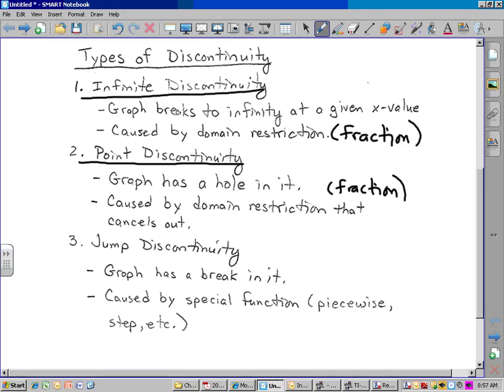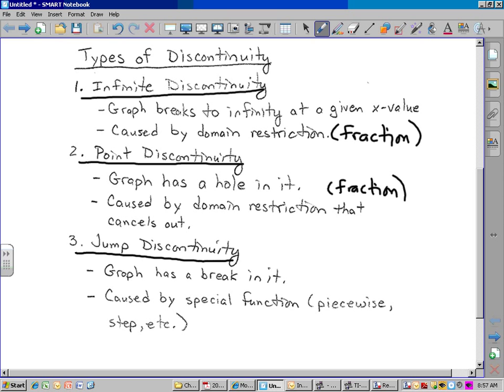Okay, so the original function had a restriction. We maybe factored something, and we found out that it can be canceled. If it cancels, then instead of breaking to the infinities, it's now going to have a single point pulled out of the graph. There literally will be a hole in the graph.